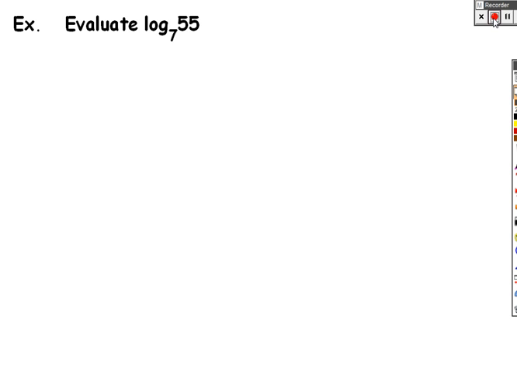Now, the second big idea from this section leads us to what's called the change of base formula. So let's evaluate log base 7 of 55. I want to know what the exponent on 7 would be that would give me 55. So this essentially means 7 to what power equals 55.